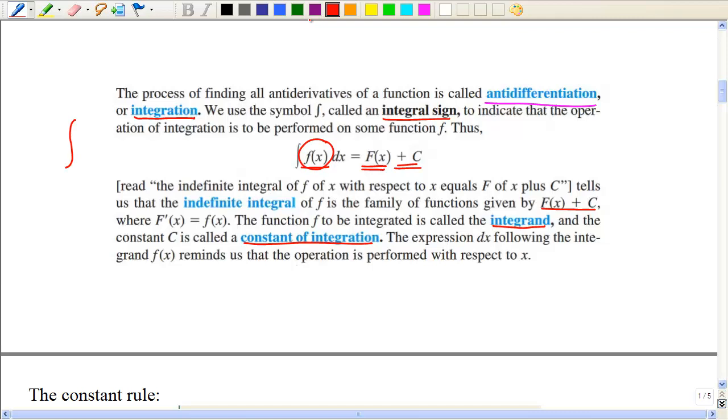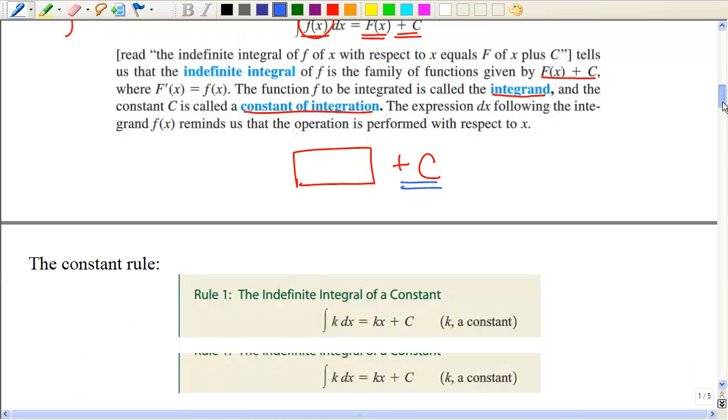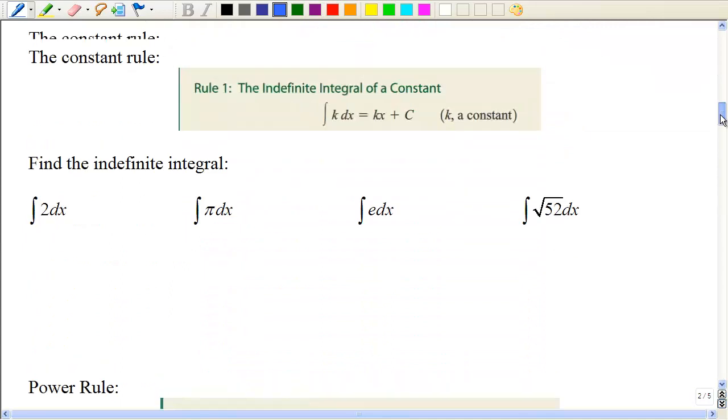On the computer, it kind of helps you out to not forget that plus c, because most of the time it'll have an answer blank and then it has a plus c. However, on the test, you have to remember to put your own plus c. So let's learn how to take the antiderivative of some simple functions. Again, you're going backwards from derivative.